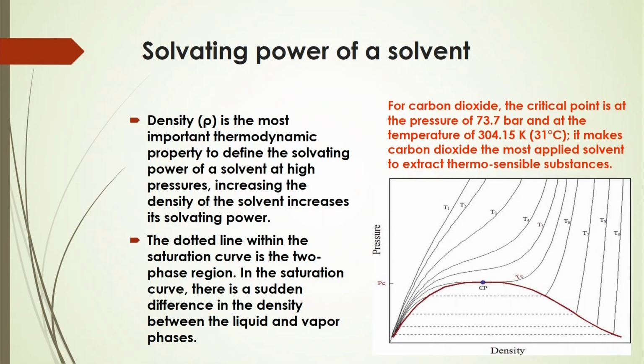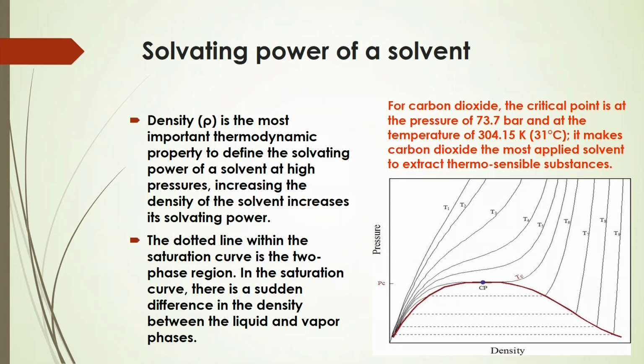Now, why does carbon dioxide act as a solvent in the intensified extraction process at this supercritical condition? Because at the supercritical condition the properties of carbon dioxide or other fluids change. In that case, density is the most important thermodynamic property to define the solvating power of a solvent at high pressure, because the solvating power of the solvent changes at the supercritical condition. Increasing the density of the solvent increases its solvating power at the supercritical condition.